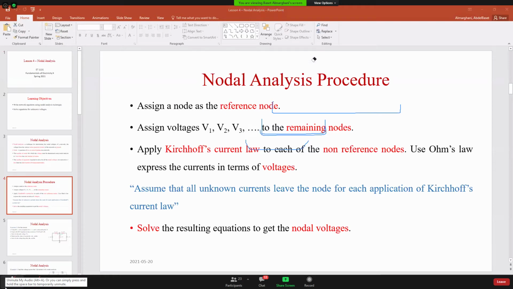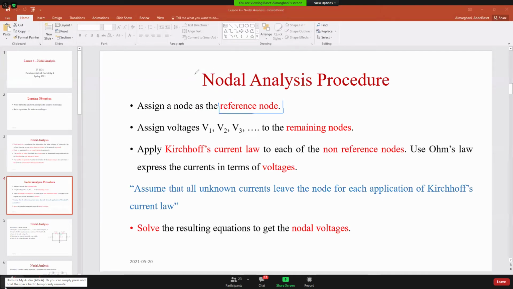First thing, you find how many nodes you have, and one of them you say this is my reference, usually the one that's connected to the ground. So you say this is my reference node. Then the other nodes, you assign them voltages. So you want to find those voltages.